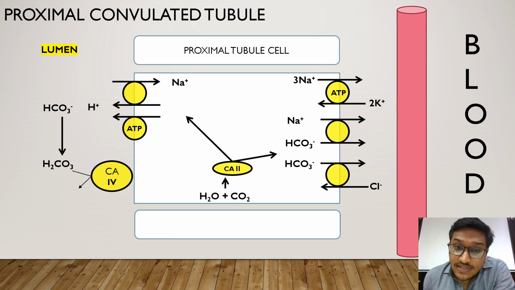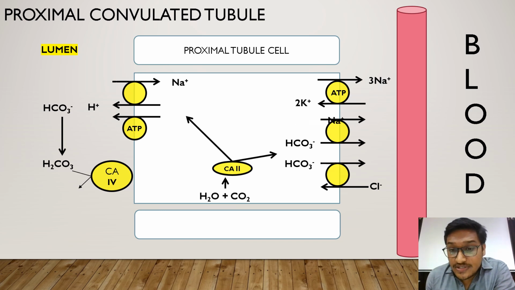The sodium absorbed in the proximal tubule cell is secreted into the blood by two main mechanisms. The first one is the sodium potassium ATPase pump, by which 3 sodium and 2 potassium are exchanged. There is also a sodium bicarbonate symporter which pumps 1 sodium and 1 bicarbonate into the blood. And the bicarbonate produced by carbonic anhydrase type 2 is antiported with the chloride ion.